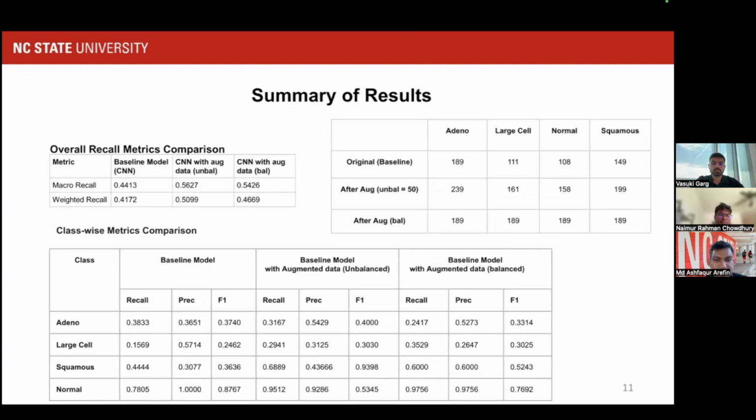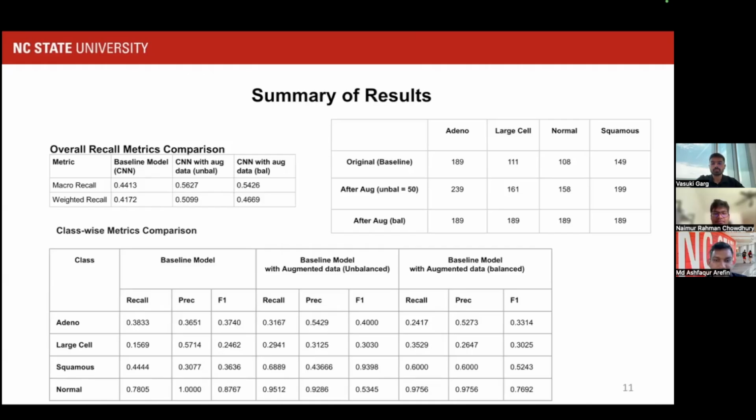From the summary results and the data distribution table, we can see that the augmented dataset distribution performed really well. We added synthetic images to create two different models: one was the unbalanced model with the augmented dataset, and the other was the balanced model with the augmented dataset. We can see that the weighted recall improved by about 9% with the unbalanced augmented dataset over the baseline model. There was, however, a slight decrease in the weighted recall with the balanced dataset compared to the unbalanced dataset, but it was still higher than the baseline.